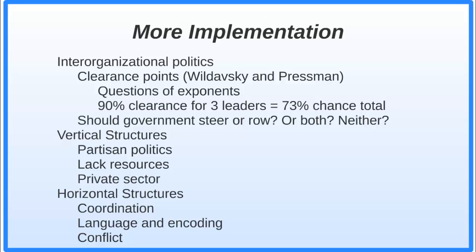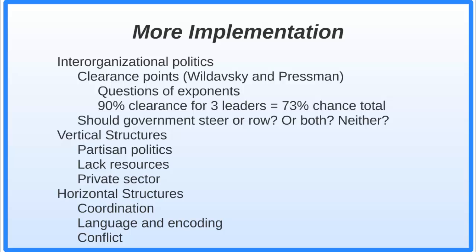0.9 times 0.9 would be 2 clearance points. It would be an 81% chance of success. Add in a third and it becomes 73%. So if we had 2 leaders and a 50% chance of clearance for each, the overall chance of the program clearing would then be 25%, 0.5 times 0.5. And again, we'll talk about this when I'm back to make sure we all understand how this works.